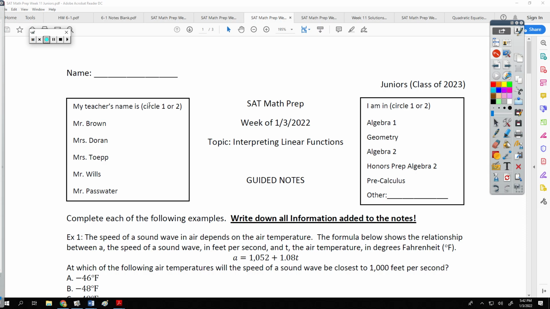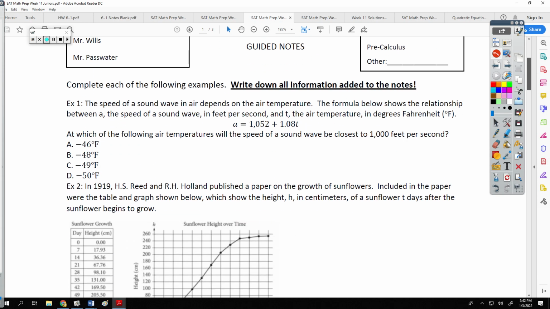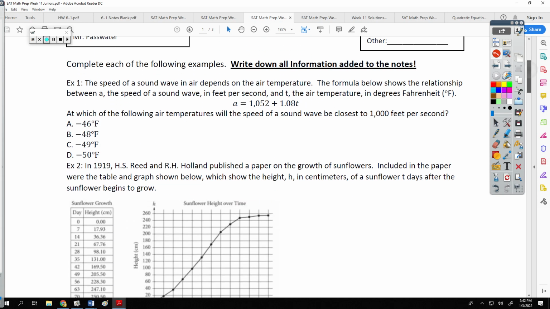So make sure you get your full name on your paper, first and last name. Make sure you circle your teacher's name and your class that you are in. And let's get down to business. So we'll start with, again, notice it says write down all the information added to the notes.